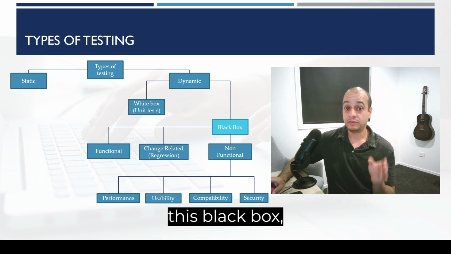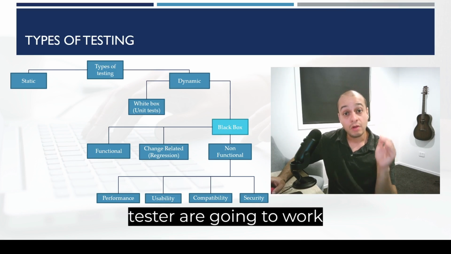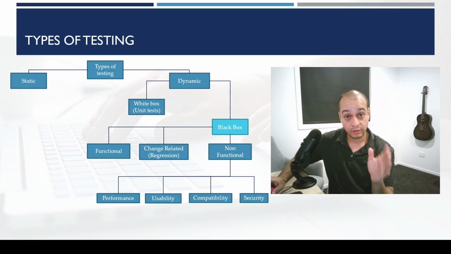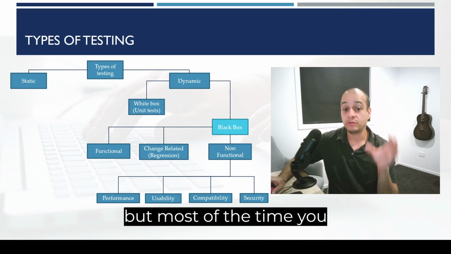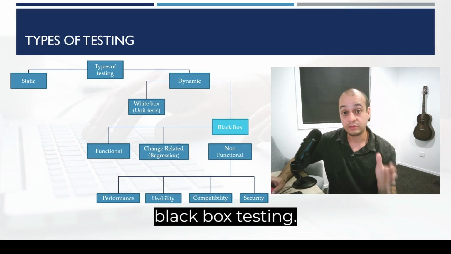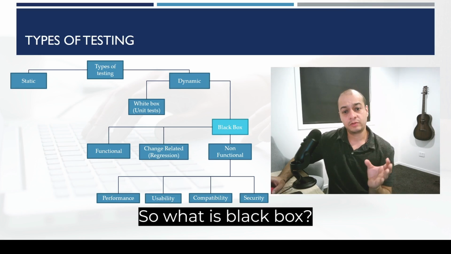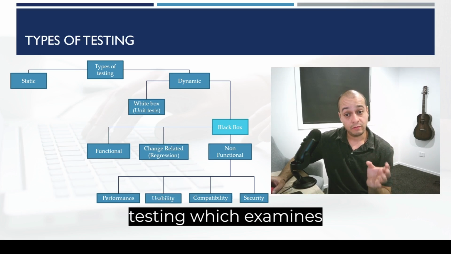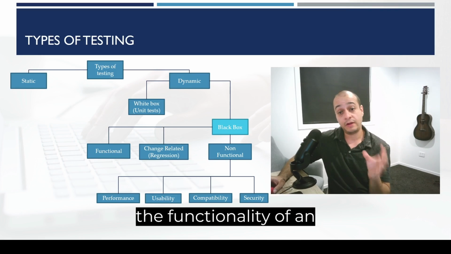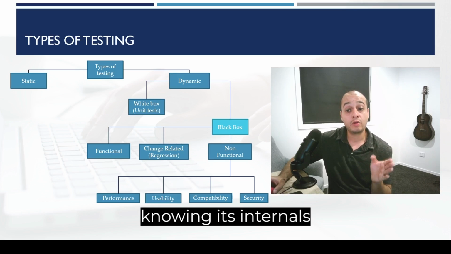This black box, this is where you as a tester are going to work most of your time. Okay, you are going to do some static testing as we mentioned, but most of the time you're going to do this black box testing. So what is black box? Well, black box is a type of testing which examines the functionality of an application without knowing its internal workings or code.